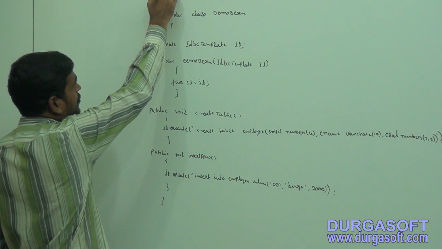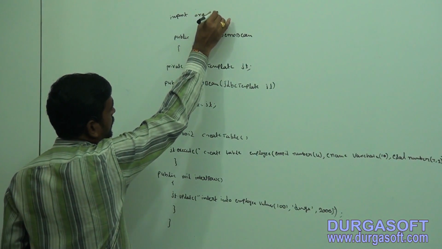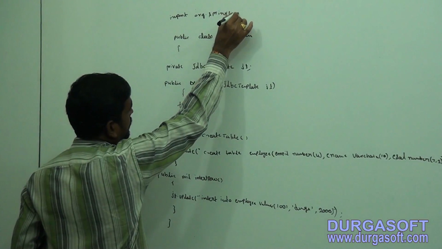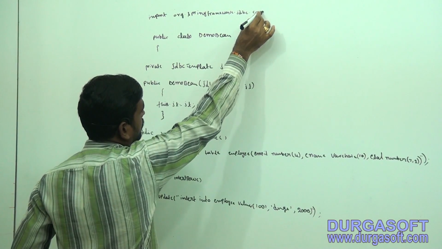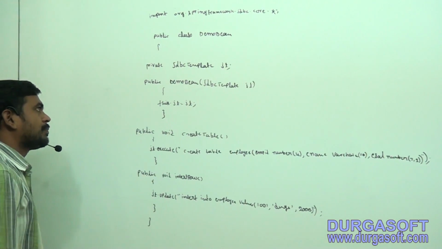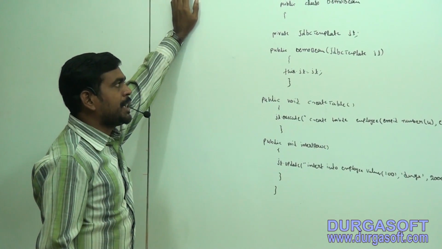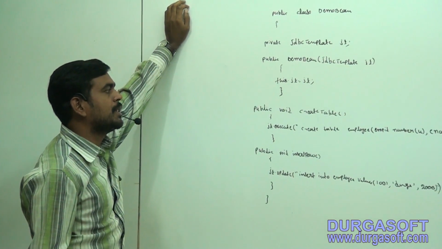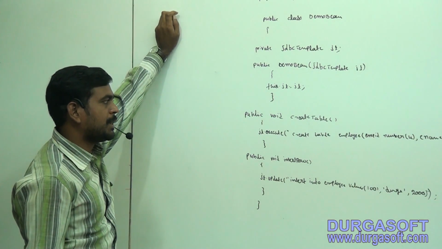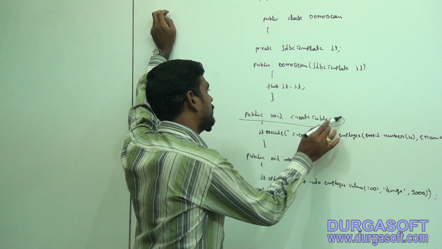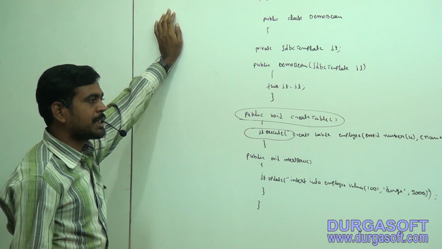JdbcTemplate is available in which package? Import org.springframework.jdbc.core.* package. So like this I implemented in the last session. But whenever we implement like this, there is one disadvantage here. What is that disadvantage? Here business code and persistency logic I am implementing combinedly. This comes under business code, and this is persistency code. Combinedly I am implementing persistency code and business code.